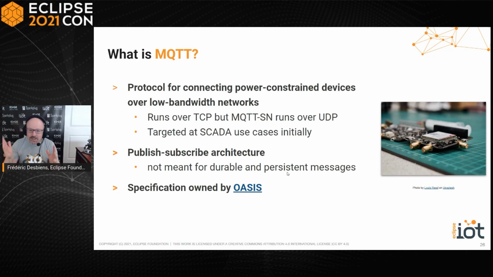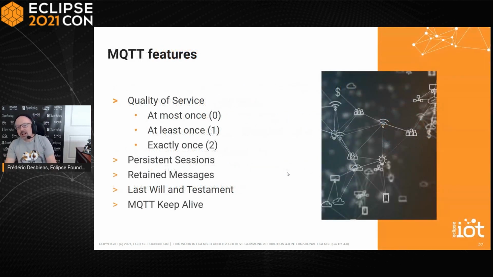So MQTT is a publish and subscribe protocol, and you have to remember that when you talk about IoT and publish and subscribe protocols, this is not meant for durable and persistent messages. So you publish something there with the intent that anyone that needs the information will subscribe to the message and consume it, but you don't leave the messages for days and days on the broker or anything like that. And MQTT is a specification that lives at OASIS.